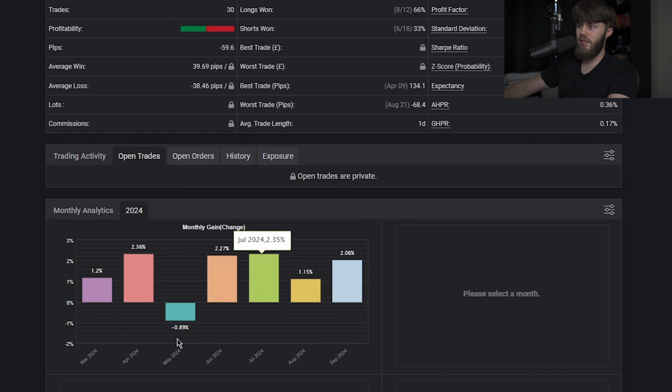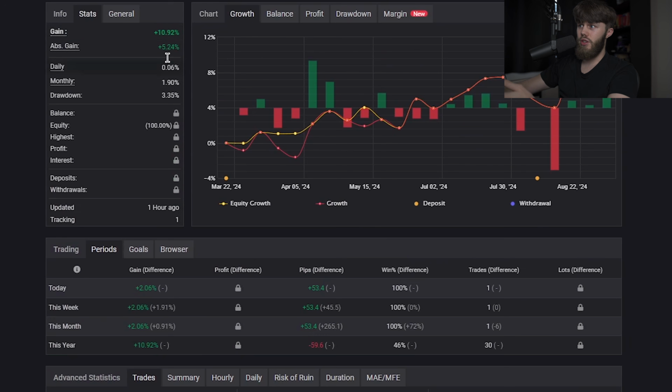So we're 7 months in, and we've made just over 10%, nearing 11% profit. Obviously, the absolute gain is different because of the deposits. So on the actual account balance, we've made 10.92%, which is great. And as you see, this week and this month, up 2%, and this year up 10.92%.